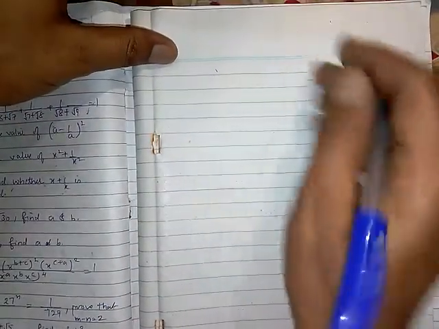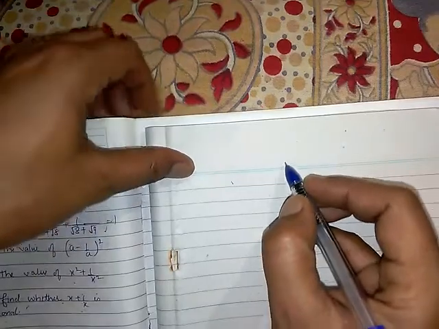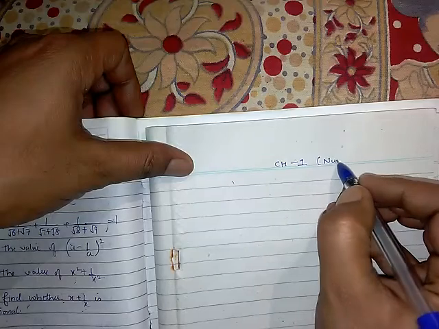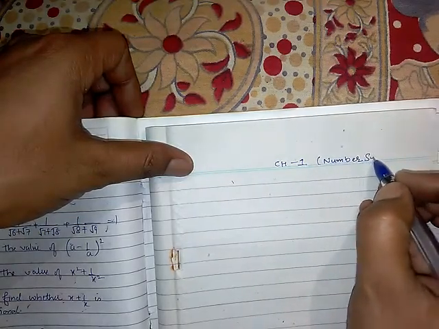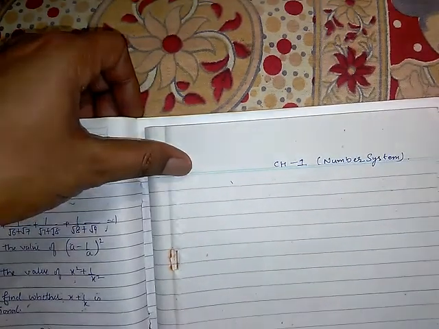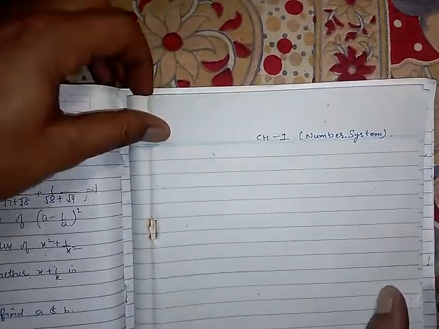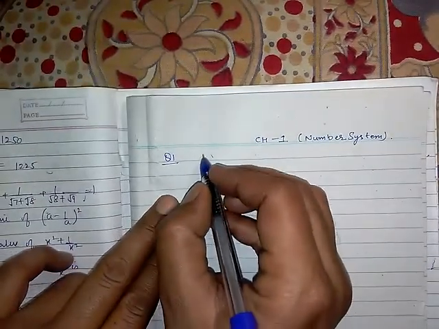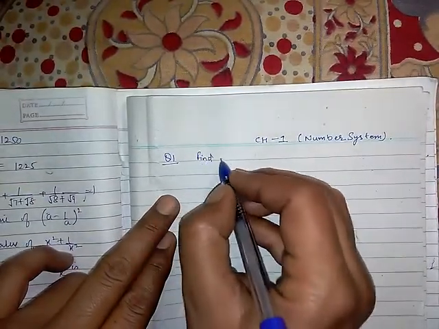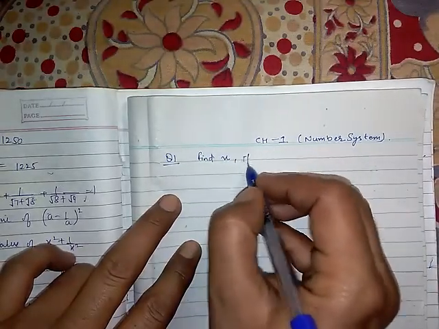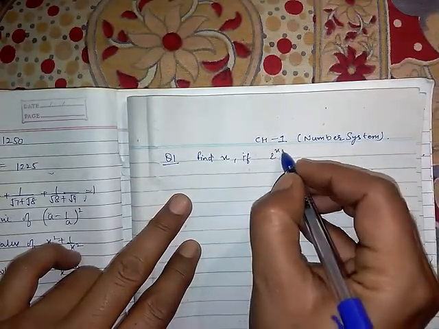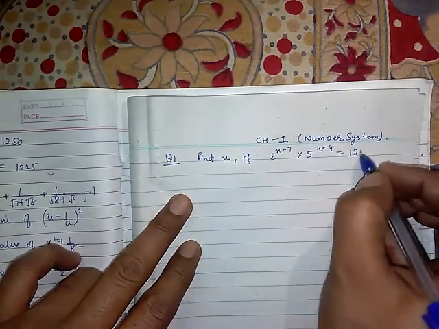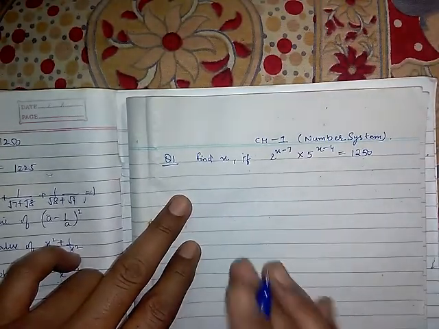This is for our chapter number 1, that is number system, right? So let's take the first question. I will write down the question also. The type of question is: find x if 2 raised to the power x minus 7 multiplied by 5 raised to the power x minus 4 is equal to 1250. So this is the first question.